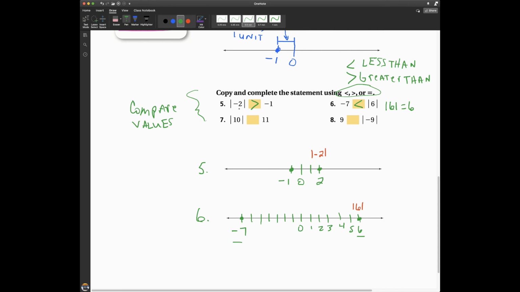You can stop the video right now, and I want you to work out problems 7 and 8 in your composition books, and then come back. All right, if you have worked these problems out, you would find that the absolute value of 10 is just 10, and so on a number line, the number 10 is less than 11. So the absolute value of 10 is less than 11. Here, 9 and the absolute value of -9. I know the absolute value of -9 is 9, and so these would be equal.